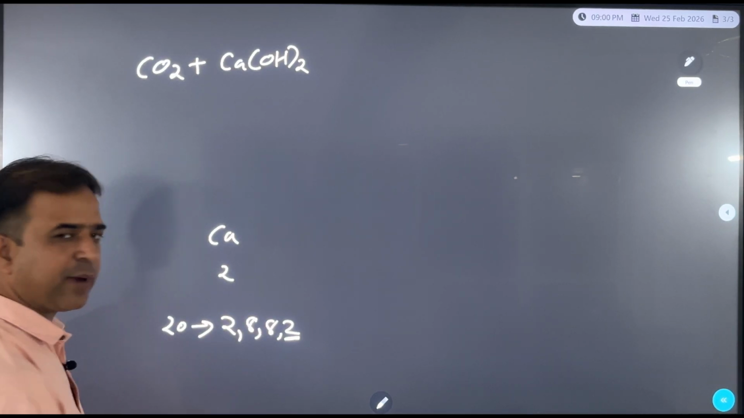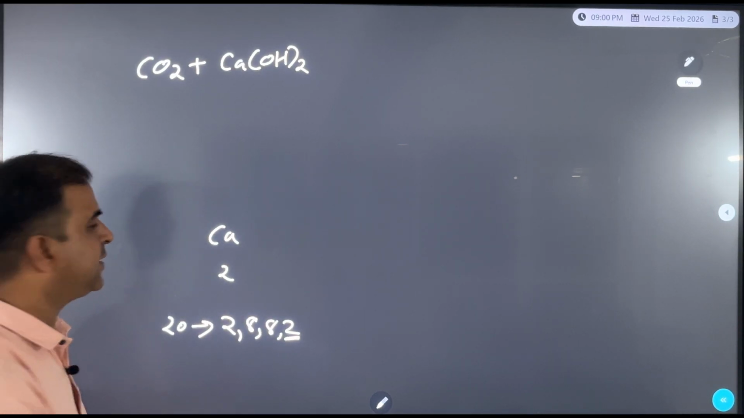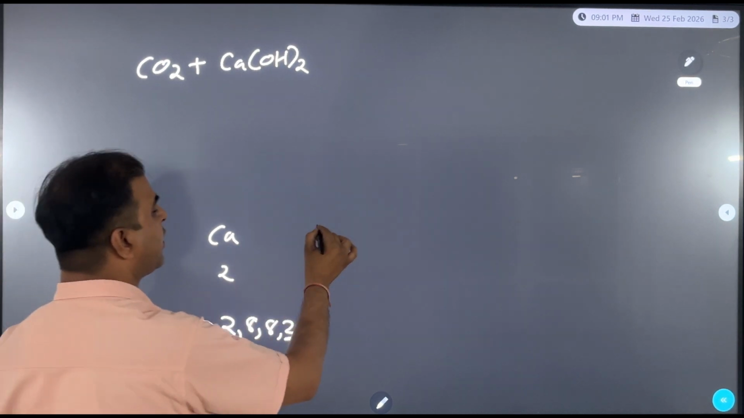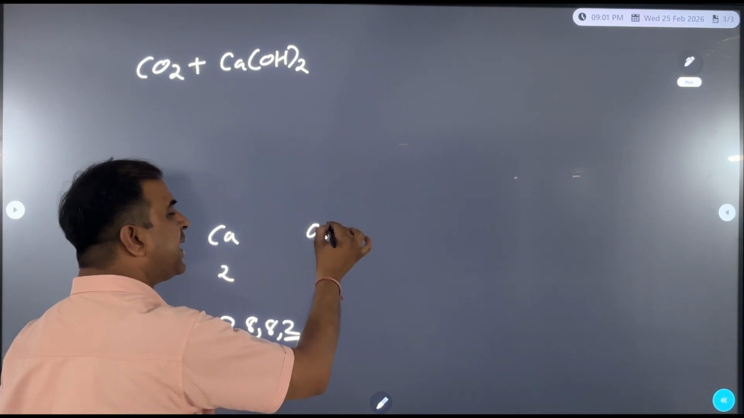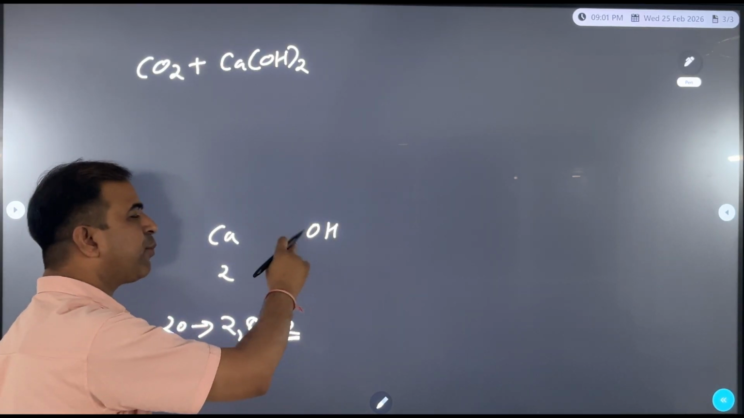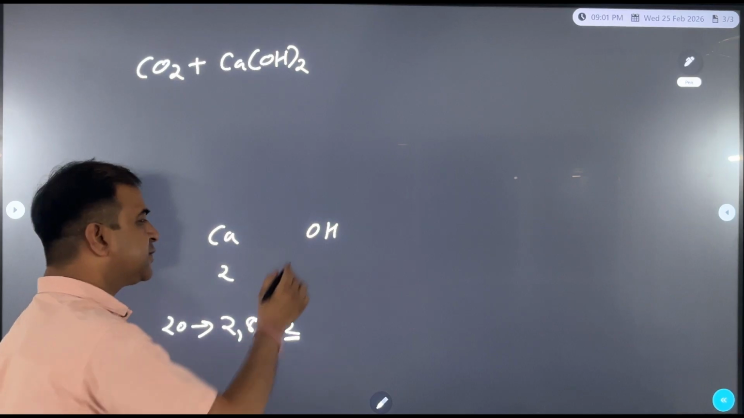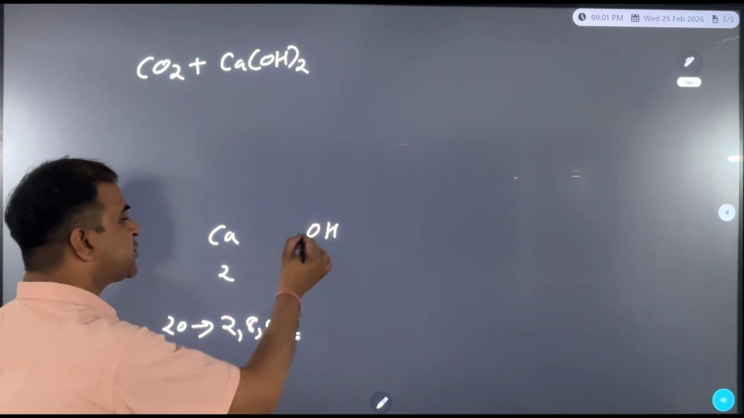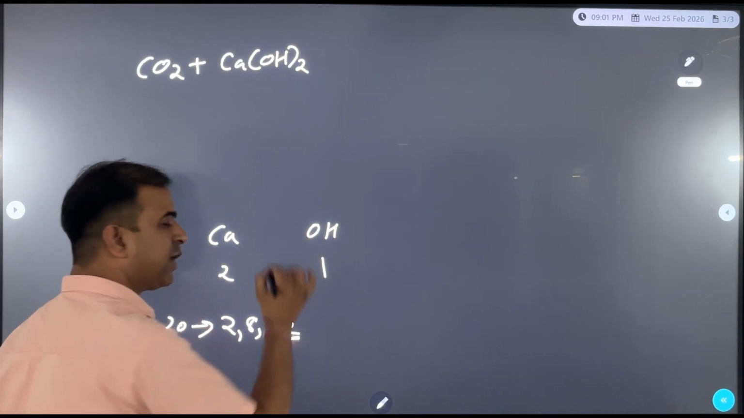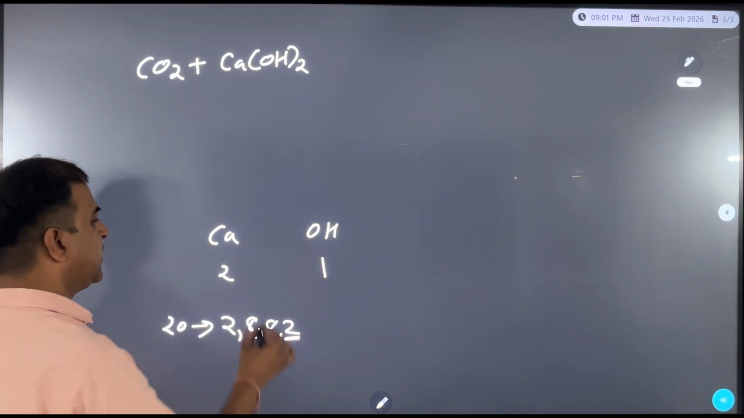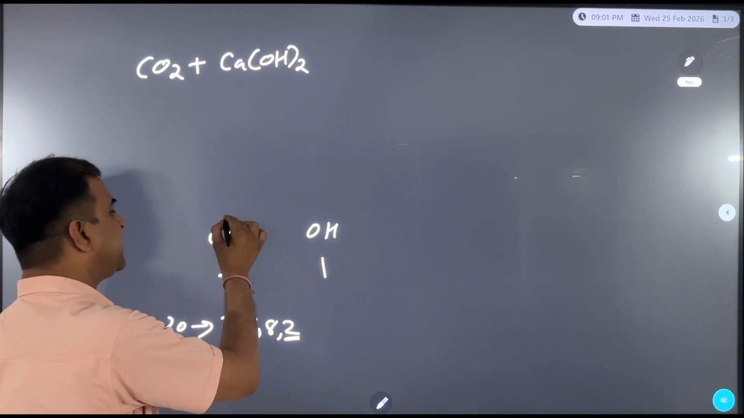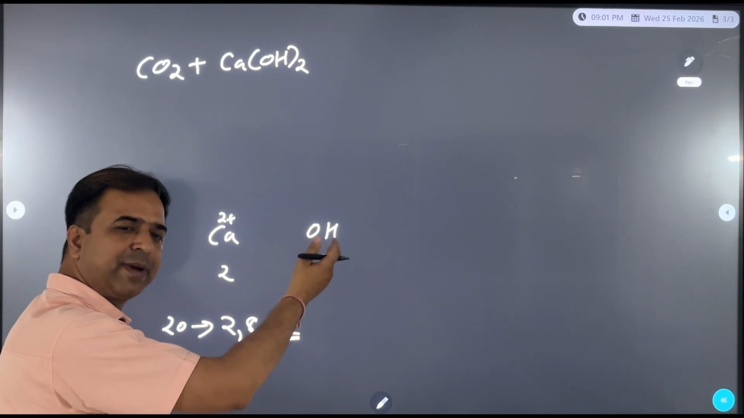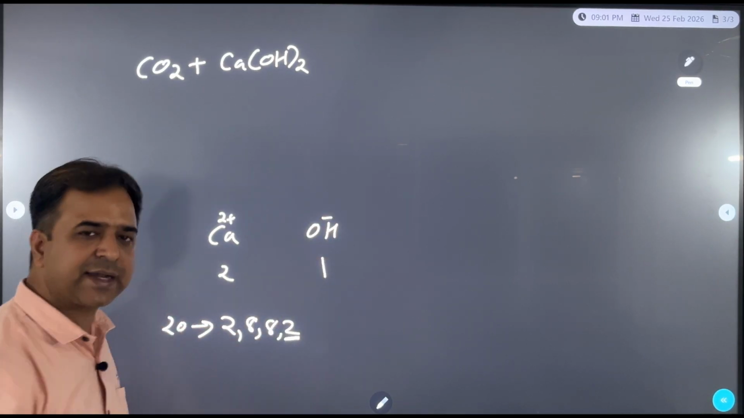Same way, if you talk about hydroxide, you need to learn it by heart, because it is made up of polyatomic ions. This ion is made up of more than one atom. So here the valency is 1. This you have to learn by heart. Since calcium is a metal, it will get a positive charge. Being a non-metal group, hydroxide gets a negative charge.